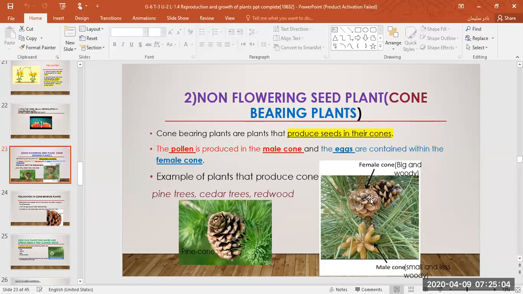So here we have male cone and female cone. If we observe this one on the same tree, there are the two types of cones, the two sex cones. The female one is big and woody, if you look at it. These cones contain the eggs because they are the female cones. And the male cone, which is small and less woody, produces the pollen. So the pollen is produced in the male cone, and the eggs are located inside the female cones. Some plants like pine trees, cedar trees, and redwood are cone-bearing plants. They produce cones, and they produce seeds by sexual reproduction inside the cones.